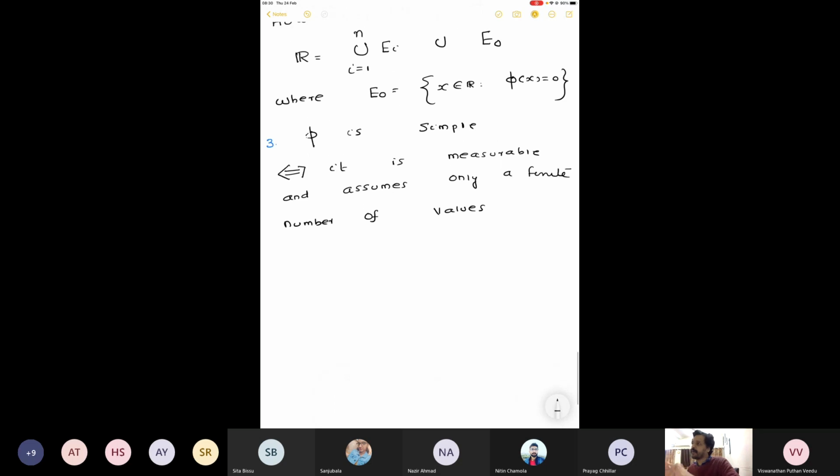Anyway, I hope simple function is clear. Basically, it is a measurable function and the range set is finite: alpha 1, alpha 2, etc., alpha n. Some alpha may be 0. If alpha is 0, while writing it in the canonical form, you may ignore this 0 alpha. Is that okay?